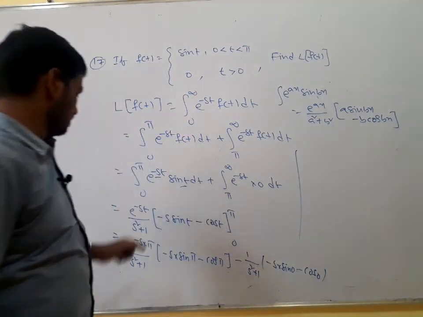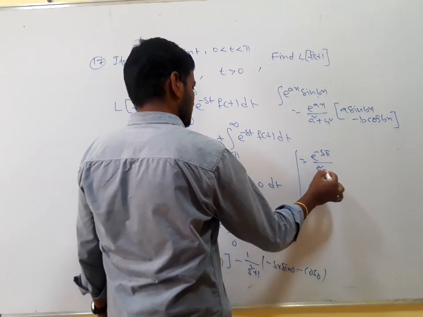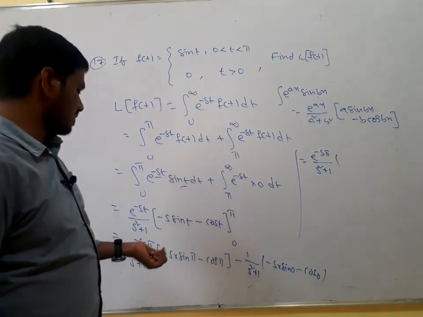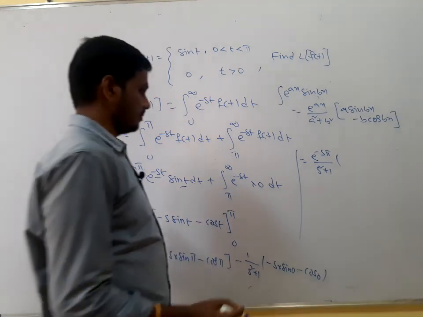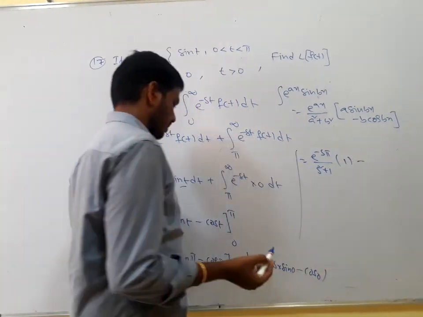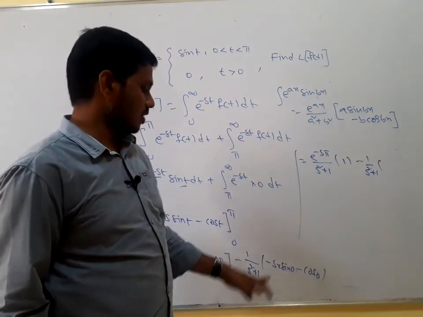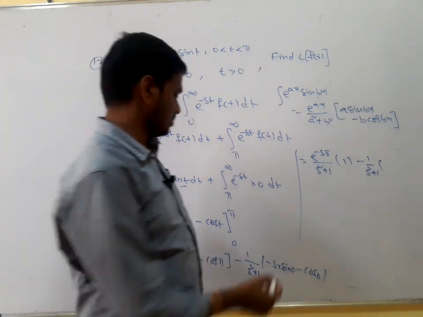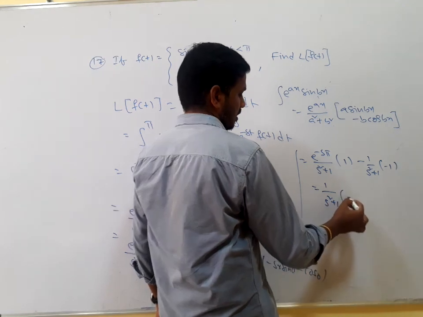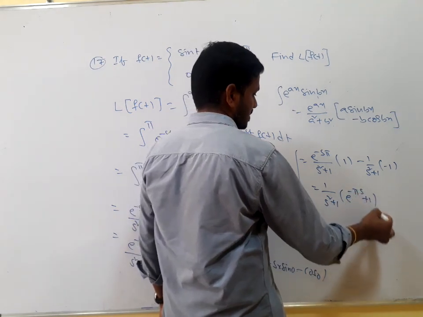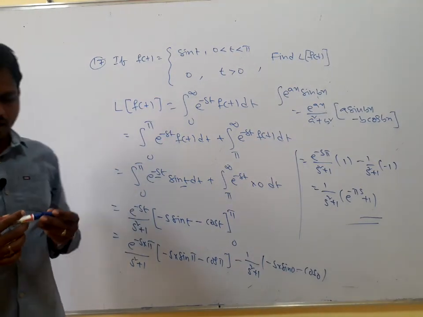So which is equal to e to the power of minus s pi divided by s square plus 1, as sin pi is 0 and into anything it is 0, cos pi is minus 1, so minus into minus is plus, giving 1, minus 1 by s square plus 1 times sin 0 is 0, cos 0 is equal to 1, and as the minus is before it, minus 1. So which is equal to 1 by s square plus 1. If we take it common, it is e to the power of minus pi s plus 1. This is the answer. When the function is defined like this, we go for the definition of the Laplace transformation.